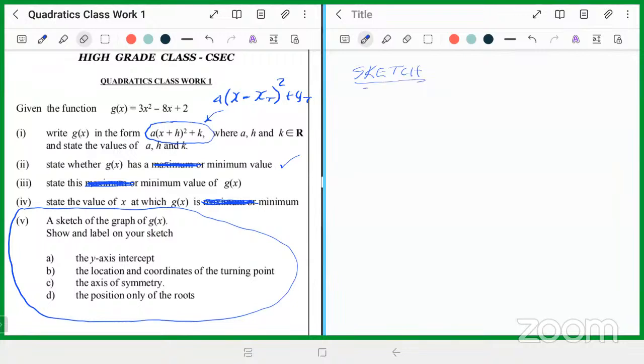So I want to see what information we consider for the sketch of this function. Now remember, we have the standard form up here. And the standard form is able to tell us 2 things about the curve. Remember, g of x is equal to, hold on a second.